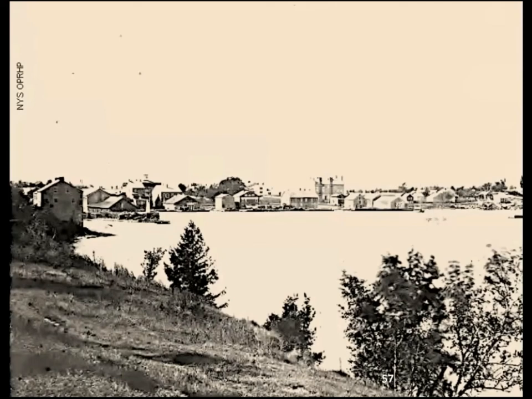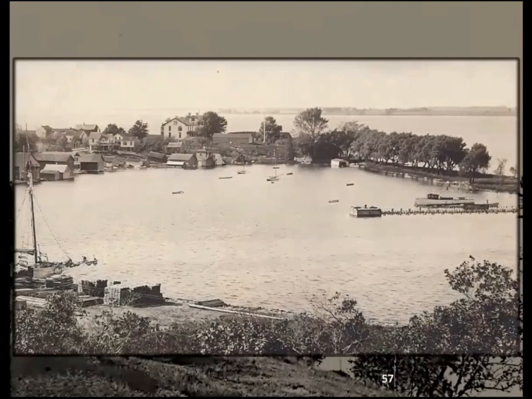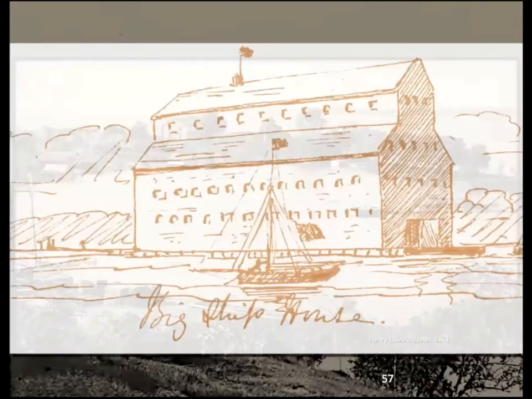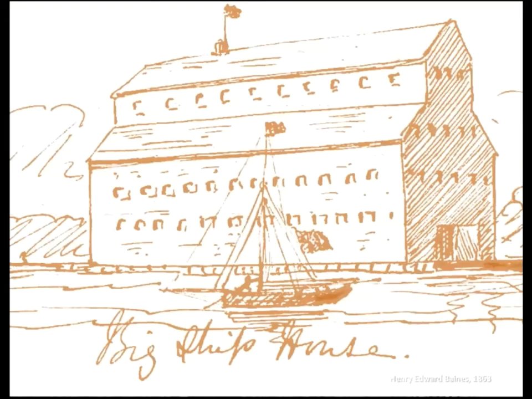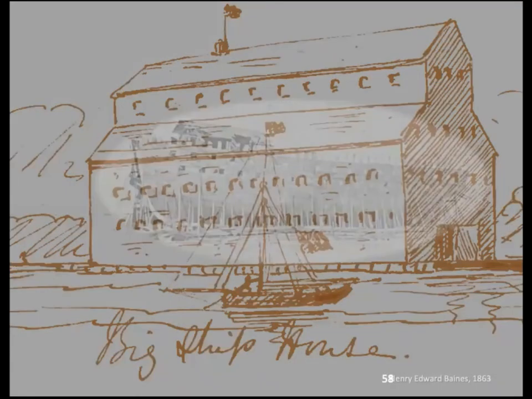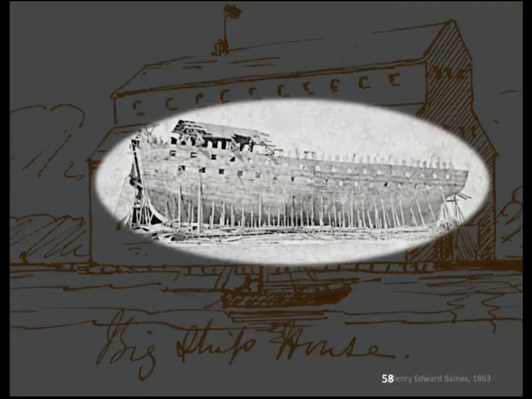In 1863, the only remarkable thing about Sackett's Harbor was this. This is the Big Ship House. The Big Ship House was built as a protective cover for a relic of the War of 1812, the 120-gun battleship USS New Orleans.